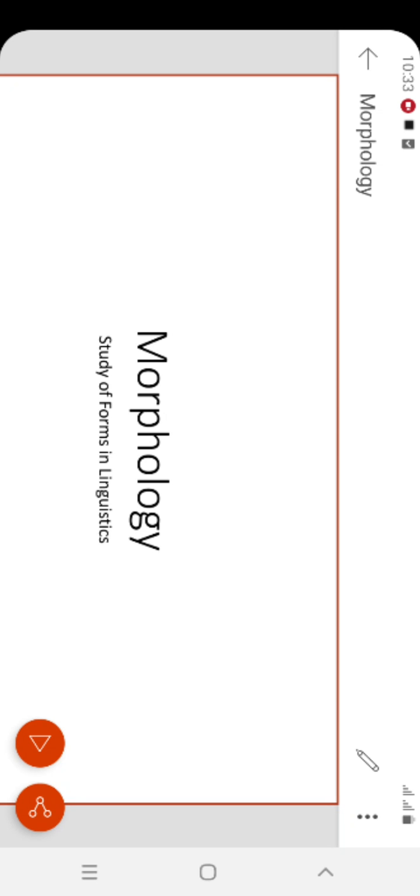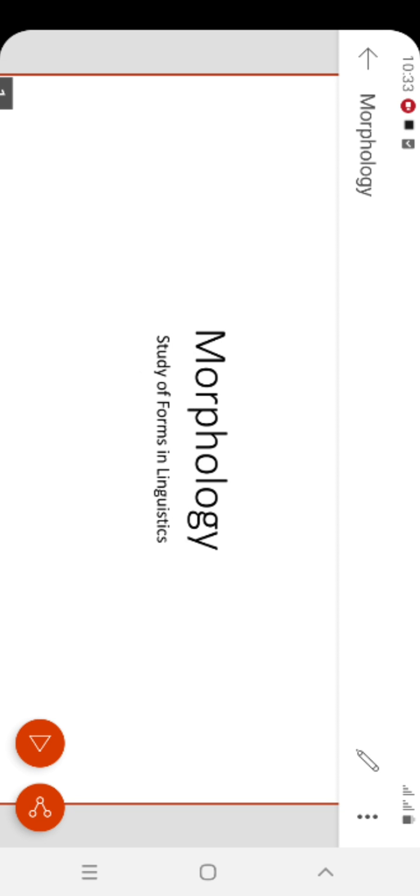Today we will discuss our lecture about morphology. Morphology actually means the study of forms in linguistics in any kind of language. So whenever we talk about linguistics, do not be confused with it as English linguistics only.